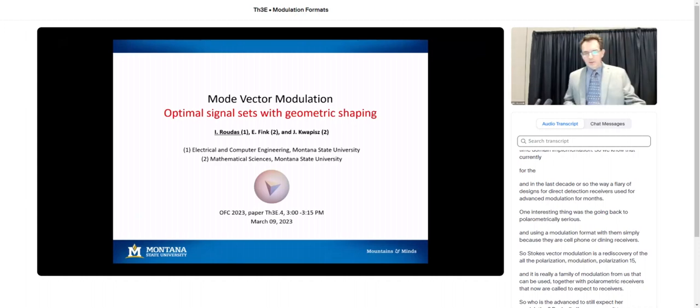In this talk, I'm going to talk about a new modulation format that was proposed by my group called mode vector modulation. And in particular, I'm going to talk about the optimal signal sets. I would like to acknowledge here the contribution of my co-workers, Eric Finke and Jarek Wapis.